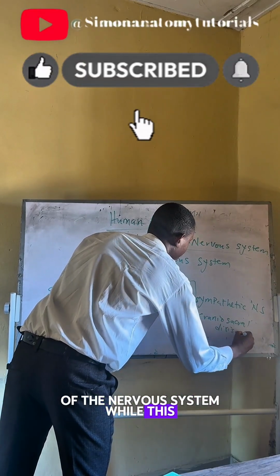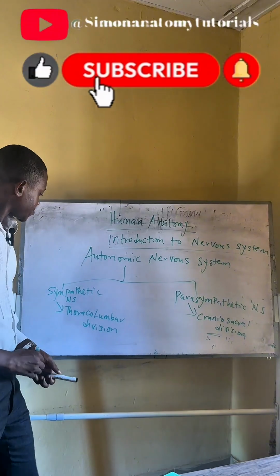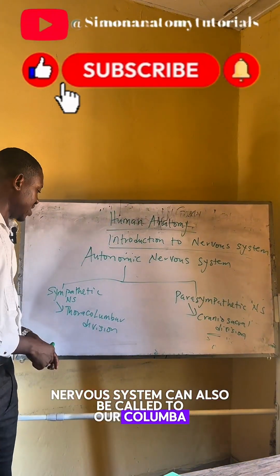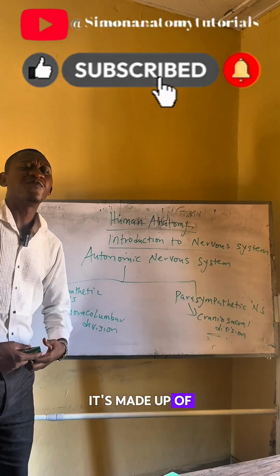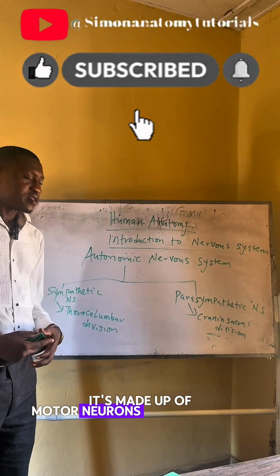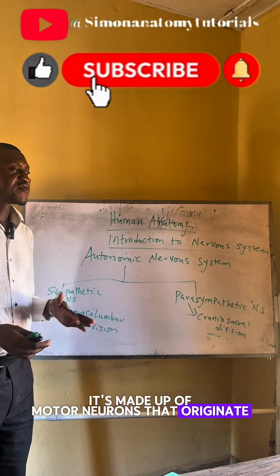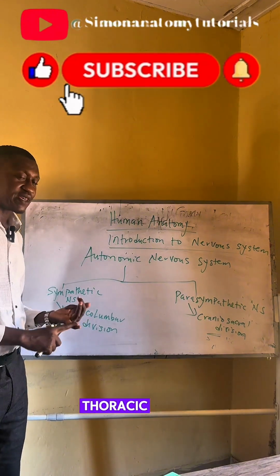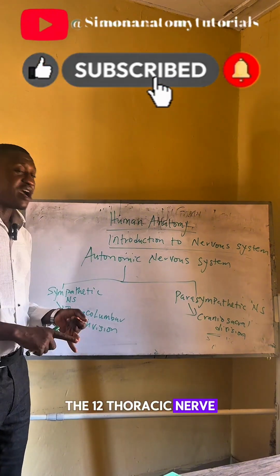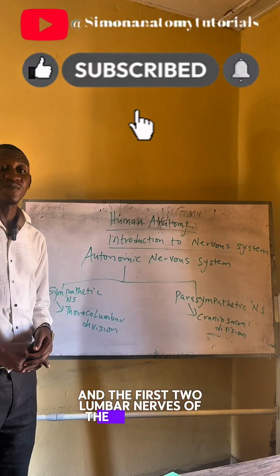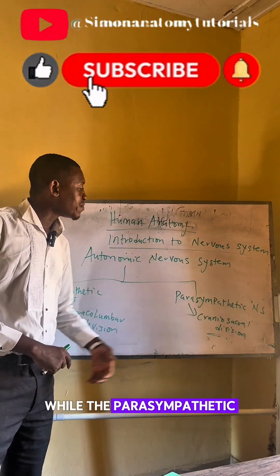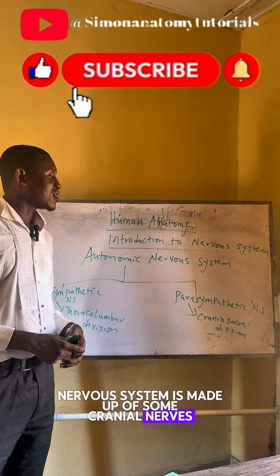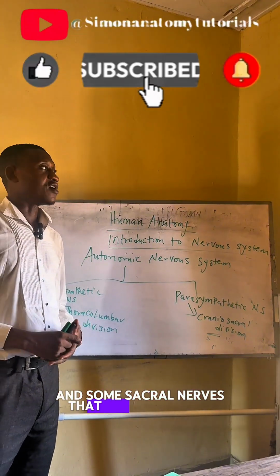Why these second names? The reason we say the sympathetic nervous system can also be called the thoracolumbar division is because it's made up of motor neurons that originate from the thoracic and the lumbar segments of the spinal cord. It's made up of the 12 thoracic nerves and the first 2 lumbar nerves of the spinal cord. While the parasympathetic nervous system is made up of some cranial nerves and some sacral nerves that originate from the spinal cord.